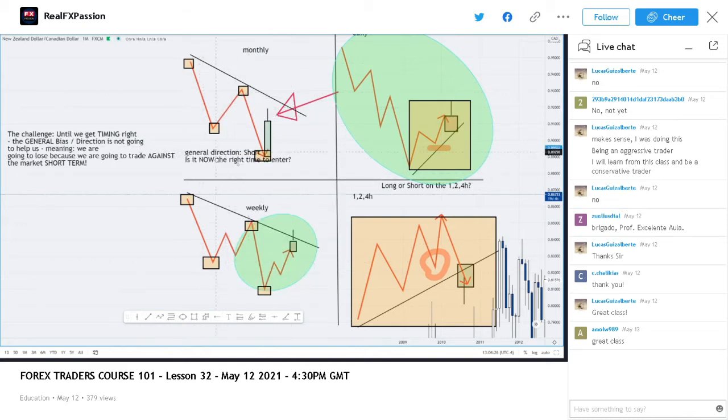See, everybody, we should short the market on the monthly. Why is that? Because the relevant highs and lows are making low. I mean, the market's making lower lows, lower highs, relevant ones. But is it now the right time to enter short?